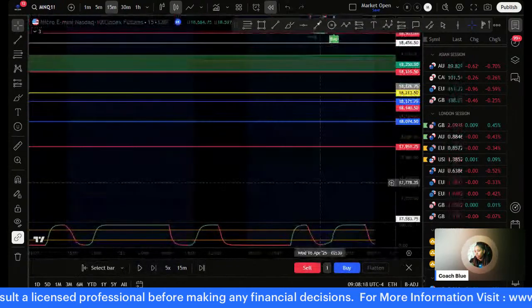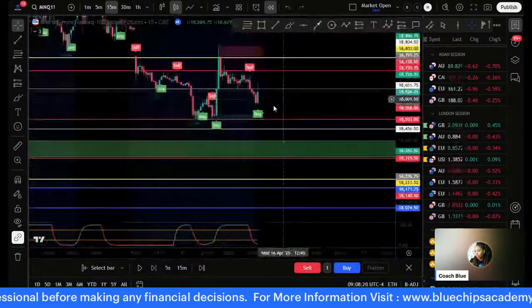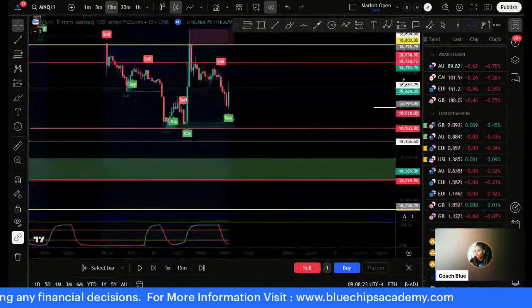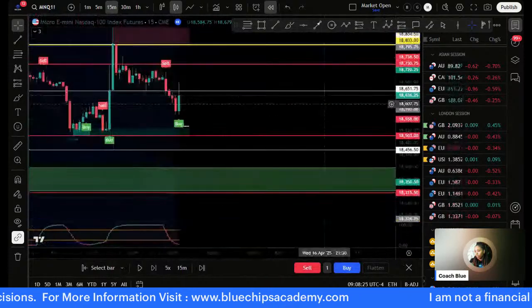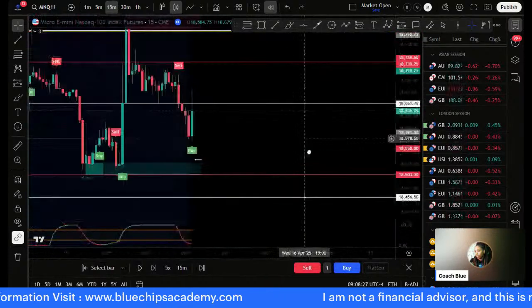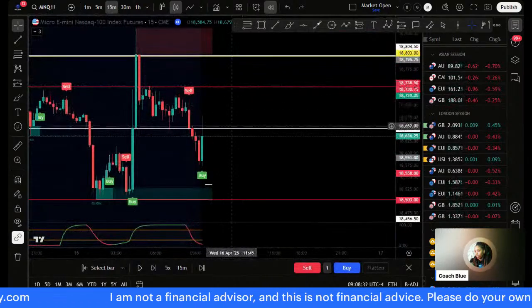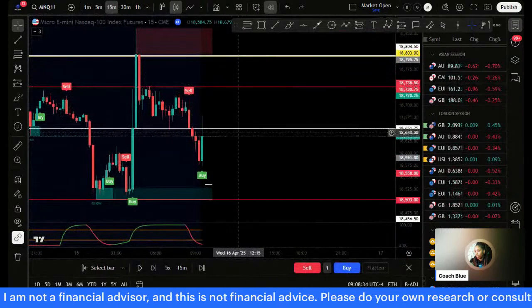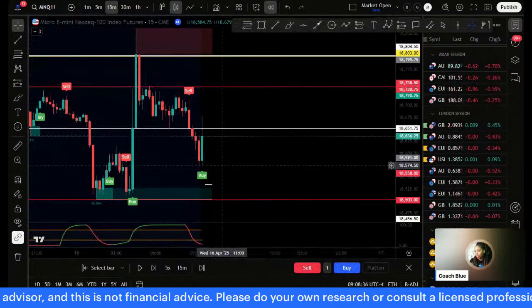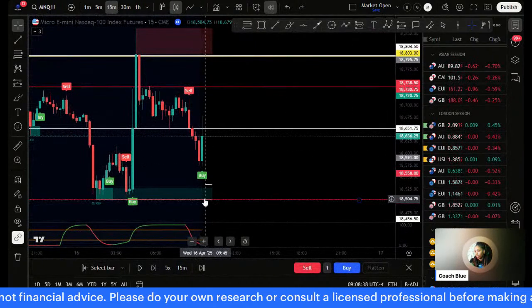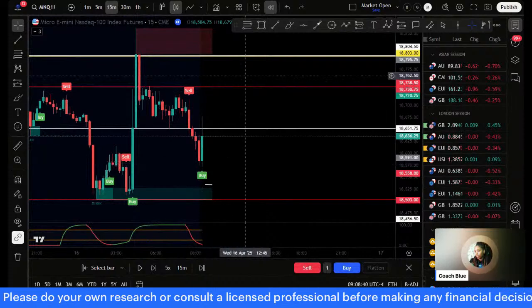Okay, so this was Wednesday of last week. Now, here we have two zone areas. Okay, price was here, price was here. So we were looking for a BPC in either direction. Okay, but price did not come back and retest this level down here. It shot up from here.